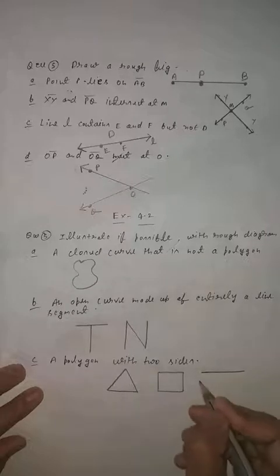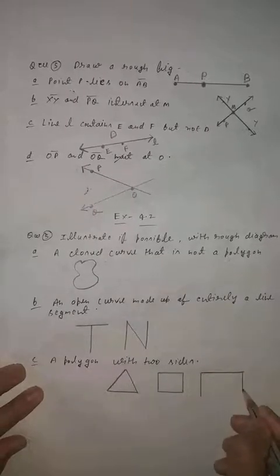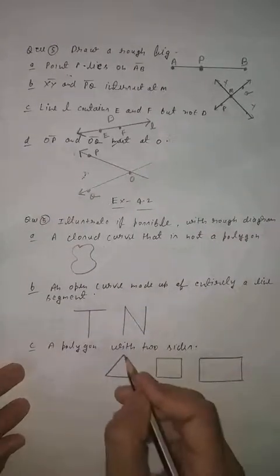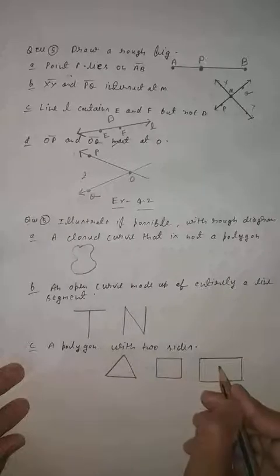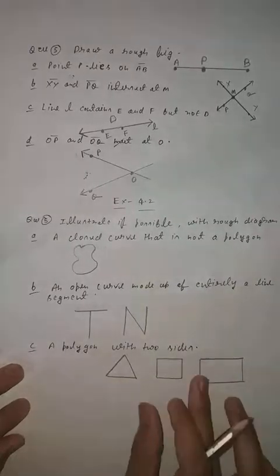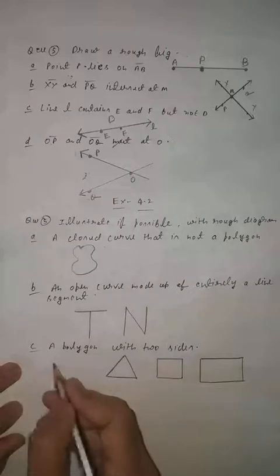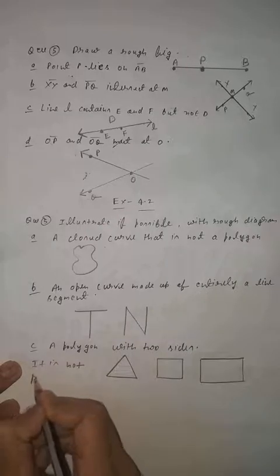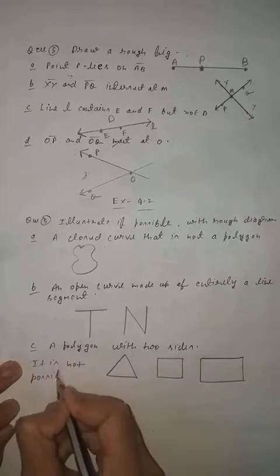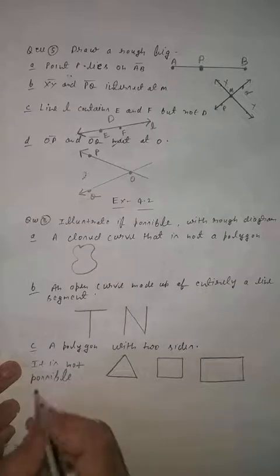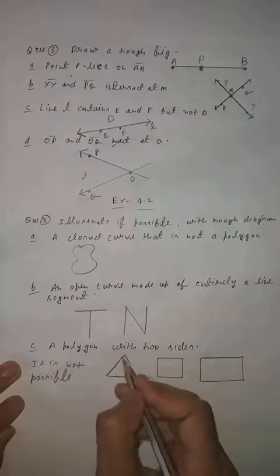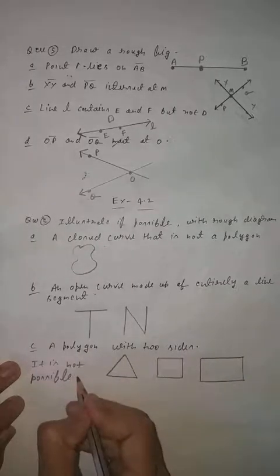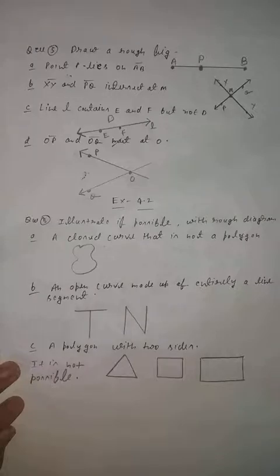If you draw a rectangle, this is also a polygon. So you can see here polygon have minimum 3 sides, and here 4 sides. So a polygon with 2 sides is not possible. It is not possible that a polygon has 2 sides. Polygon has minimum 3 sides. So it is not possible to draw with 2 sides. Clear, students?